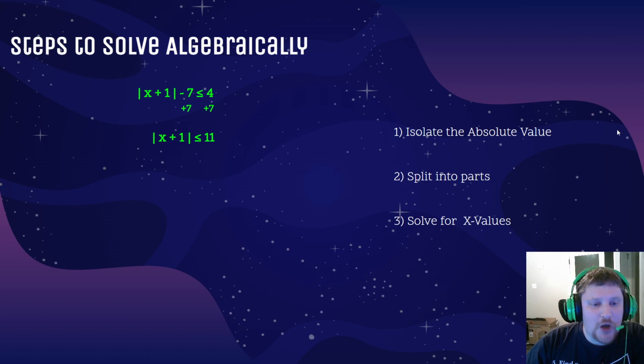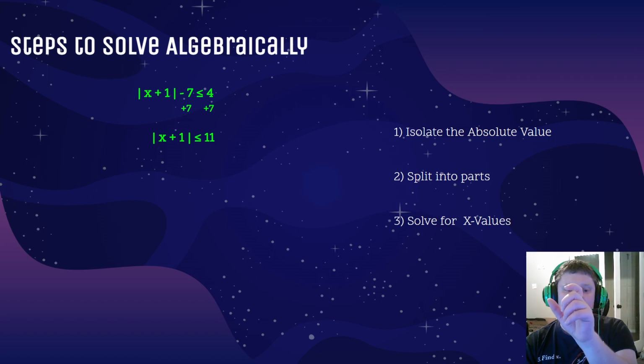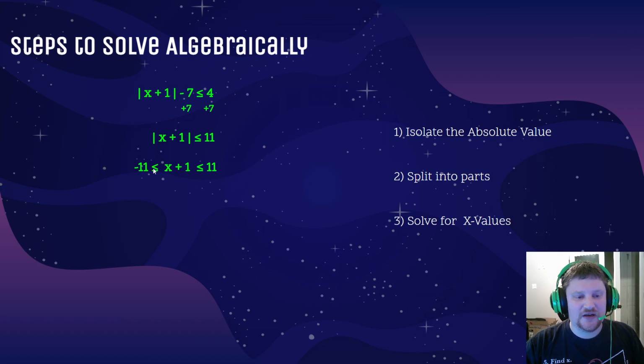Now, notice my inequality sign is less than. In this case, specifically, it's less than or equal to. But because it's less than, I can split this into parts in a different way than we're used to. I'm going to take that 11 and I'm going to pop it over to the other side of the inequality as a negative 11. And I'm just going to rewrite the inequality. So now instead of having 2 halves, I actually have 3 parts all written as a whole.